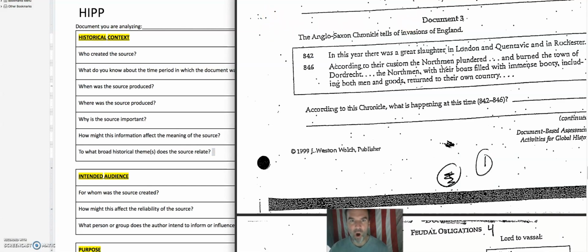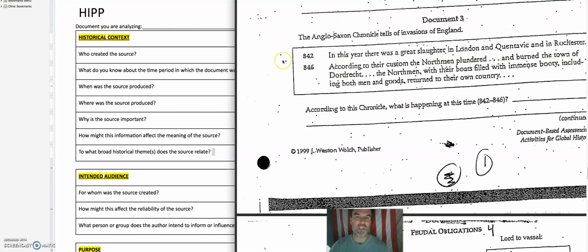We won't go through all of HIPP, but here's an example of a document that gets used within my unit on the Middle Ages. I actually use this document within an SLD, a student-led discussion. The Anglo-Saxon Chronicle tells of invasions of England. It's a real short document here. There's only 4 lines, and then there's a prompt at the end.